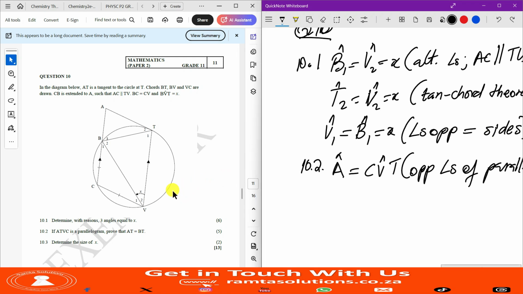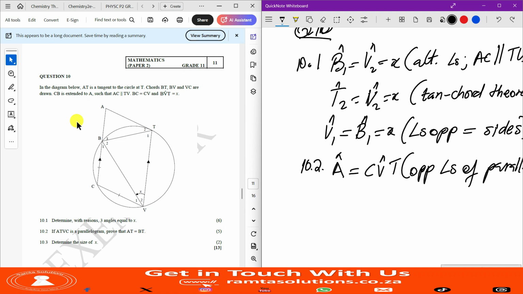So I want you to also note something I said. Angle A is equal to angle CVT. These are opposite angles of a parallelogram, right? Cool. Now, the question here wants us to prove that AT is equal to BT, right? Do we know what this size is? But good thing we know what A is, right? So how do we find maybe B3?